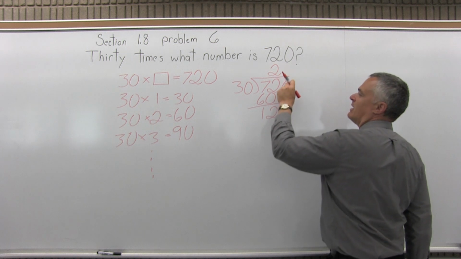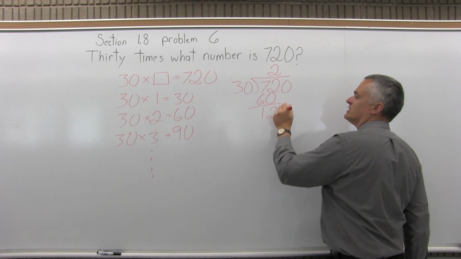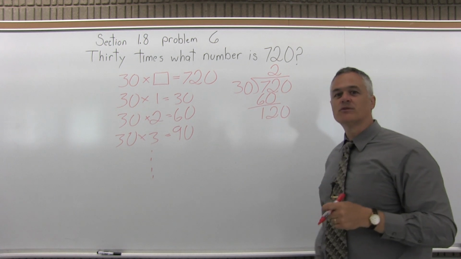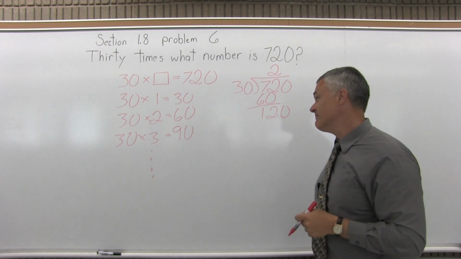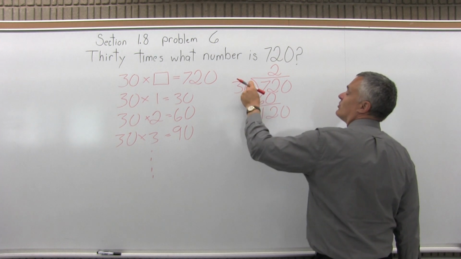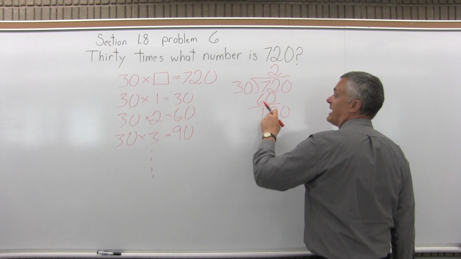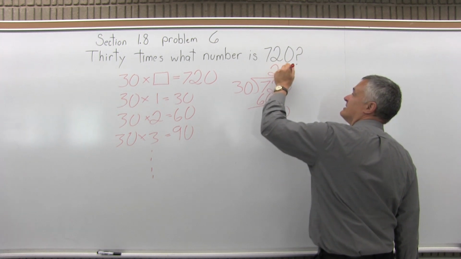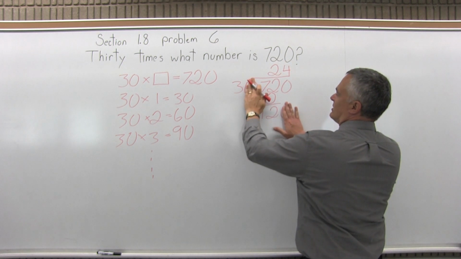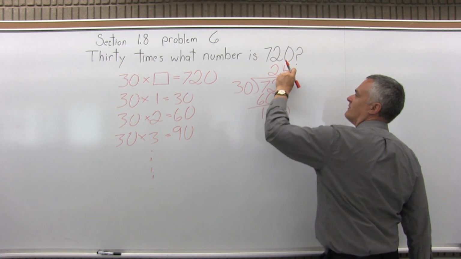Now I bring down the next digit, which is a 0, and put it at the end of the 12, so the 12 turns into a 120. And now 30 will fit into 120 how many times? Well, I can see it's 4. I'm kind of thinking of it as a 3 and a 12. And you can verify that.